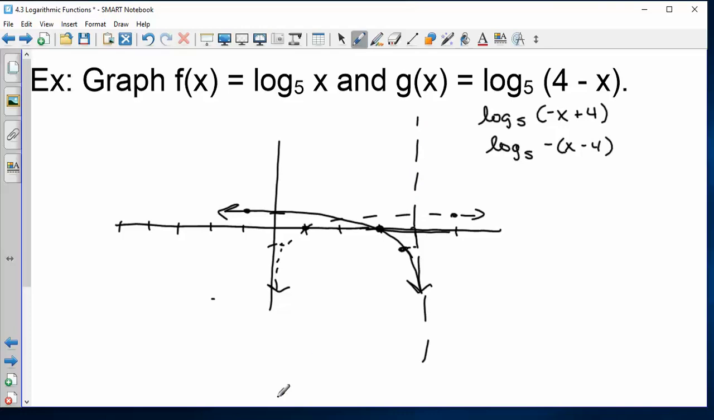My suggestion, if you struggle with that, you could always make a t-chart. If you rewrote this, it would be 5 to the y power equals 4 minus x. I would probably manipulate this equation to get x by itself. So like you could add your x over, subtract, and then you can make your t-chart, plug into y, and figure out exactly what your x is. So if you get confused with the negatives and left and right, it's a lot to process at once, you can always go back to making a t-chart if you needed to.